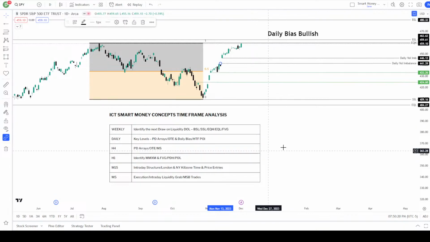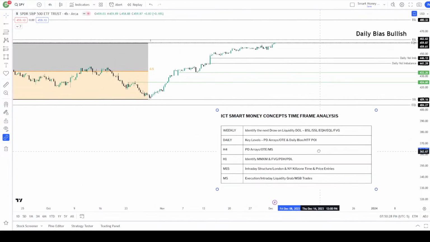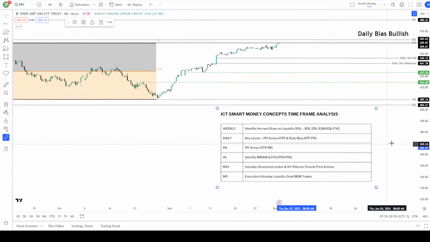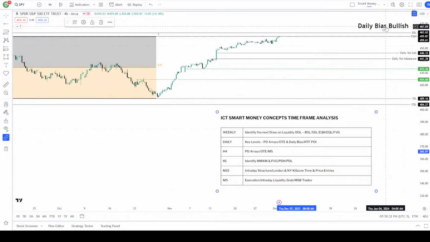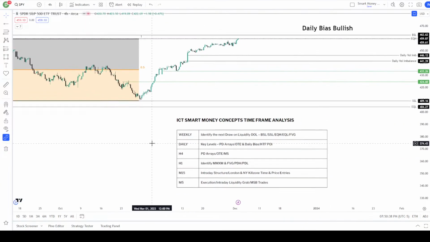Okay, so we got our volume imbalance there, right? So now we're going to look at the 4-hour chart. We're going to see what the 4-hour chart has going on as far as our Smart Money Concepts time frame analysis goes. Our bias is bullish. We're looking for premium discount arrays, right? We have our premium discount zone here, seeing if there are any areas that we do not currently already have levels on that we can mark off.